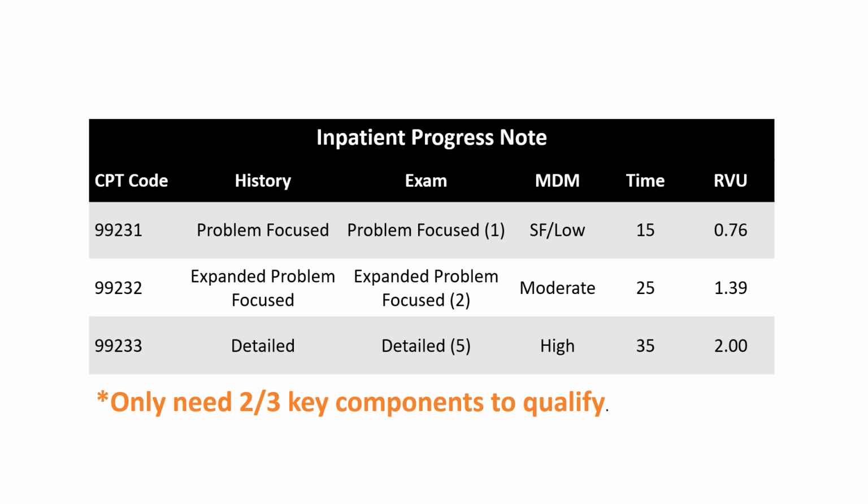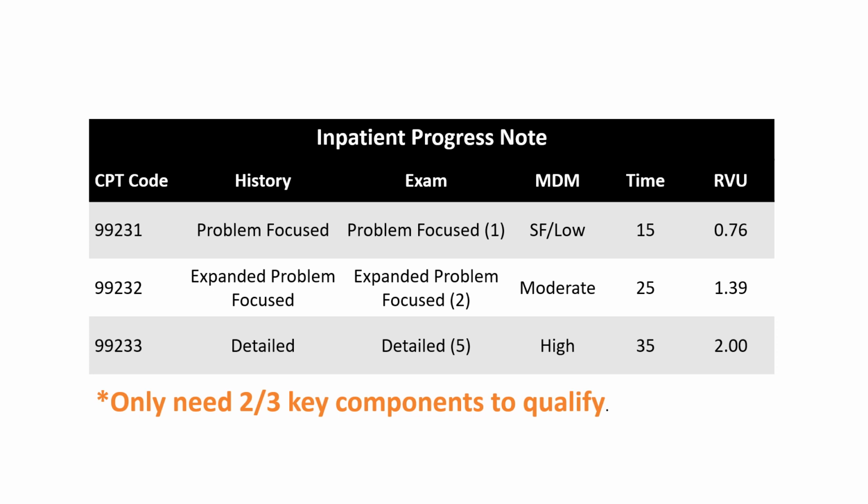So for 99232, the important deviation from other E and M coding is you only need 2 of the 3 key components to qualify. So for an admission, you need all the components. The components are history, exam, and medical decision making. So for an inpatient progress note, I need medical decision making, and then I can have either the exam or history fit for that note.